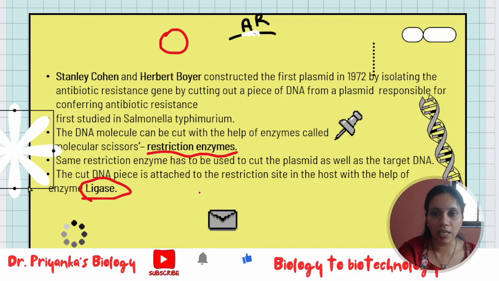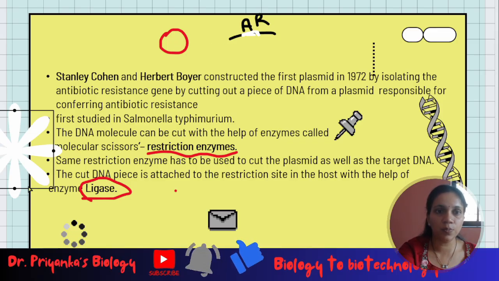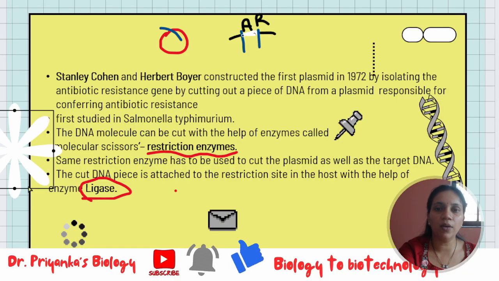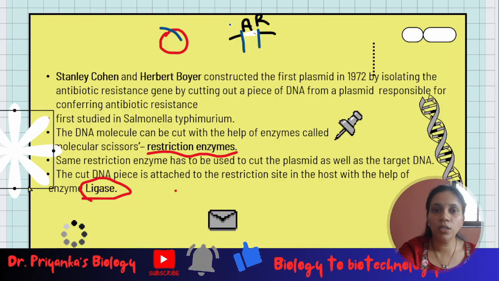But the correlation between your restriction enzyme and the ligase is that the piece of DNA has to be cut. If we have two pieces of DNA, taking this example, then this plasmid DNA also has to be cut by the same restriction enzyme, and this piece which has the antibiotic resistance has to be cut with the same restriction enzyme.